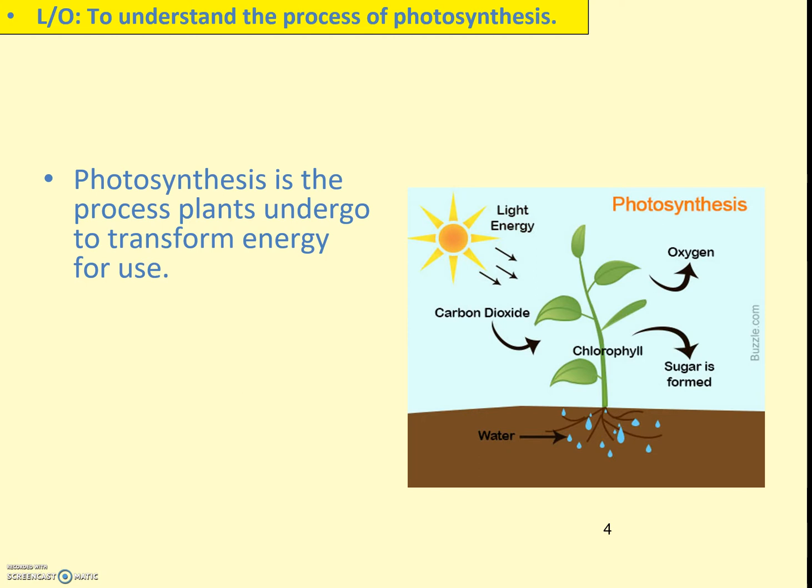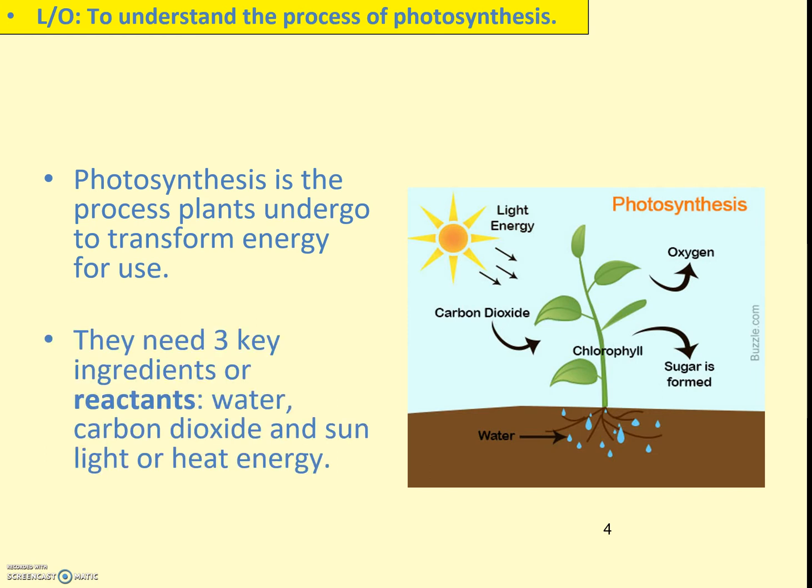Photosynthesis is the process plants undergo to transform energy for use. They need 3 key ingredients or reactants: water, carbon dioxide, and sunlight or heat energy. And as a product, sugars and oxygen are formed.